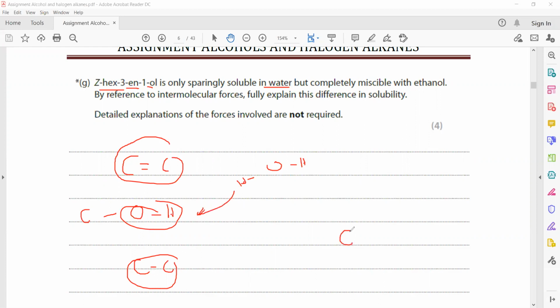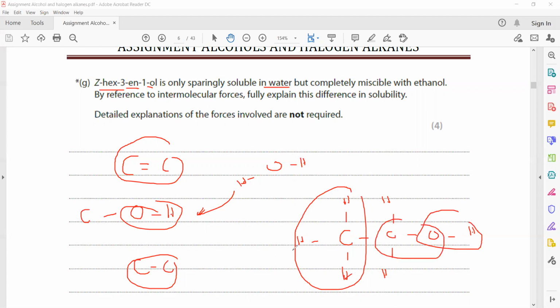But in the case of ethanol, carbon atoms are there. So there is a dipole-induced dipole force. There is a C-O bond, so dipole force is there. And there is OH, the oxygen bonded with hydrogen, so hydrogen bond is also there. So they have identical types of forces. When two molecules have identical types of forces, they are miscible. That's why this is completely miscible with ethanol, but it is slightly or sparingly soluble in water.